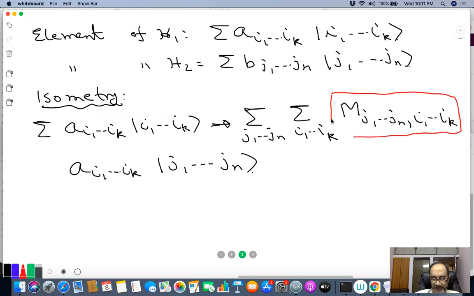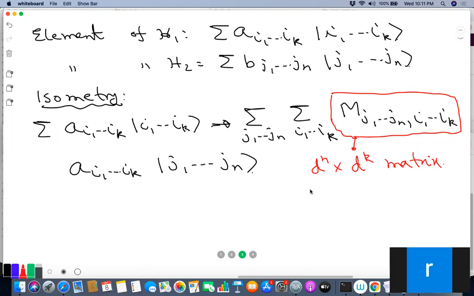Okay, and as you can see, this is not in general a square matrix. Because here you have a d to the n dimensional space, and here it is a d to the k dimensional space. Okay. So this is a d to the n times d to the k matrix. The second line is multiplied with the first, this M thing. Okay, the whole thing continues.